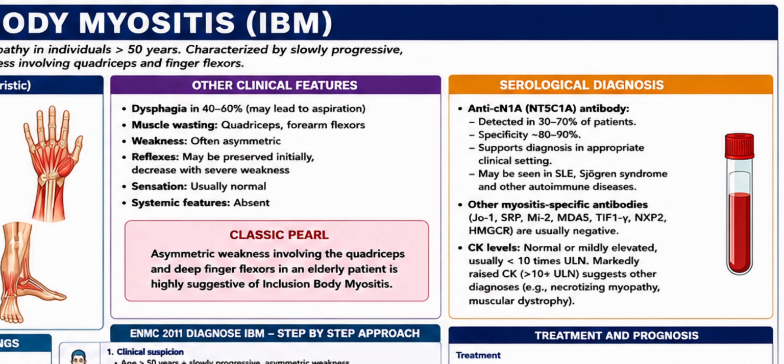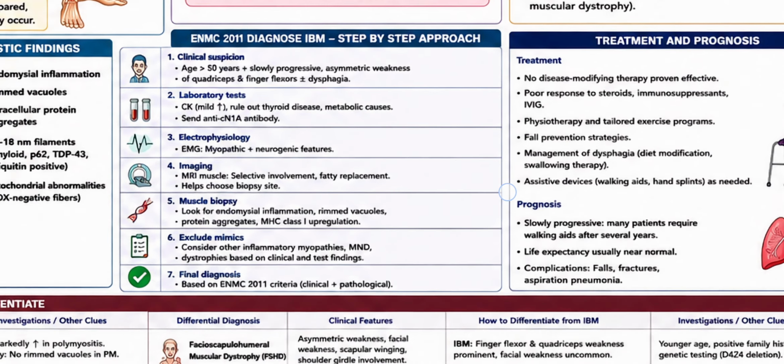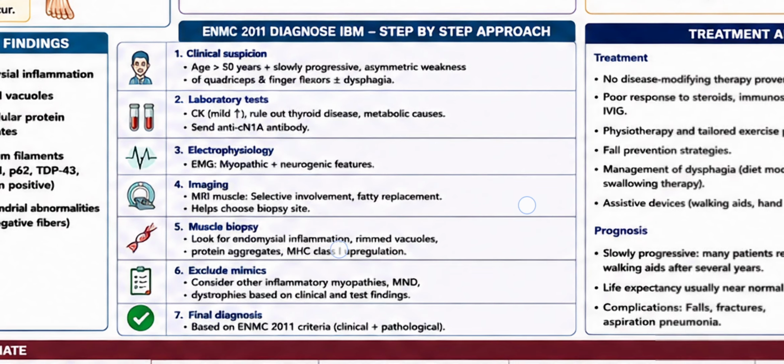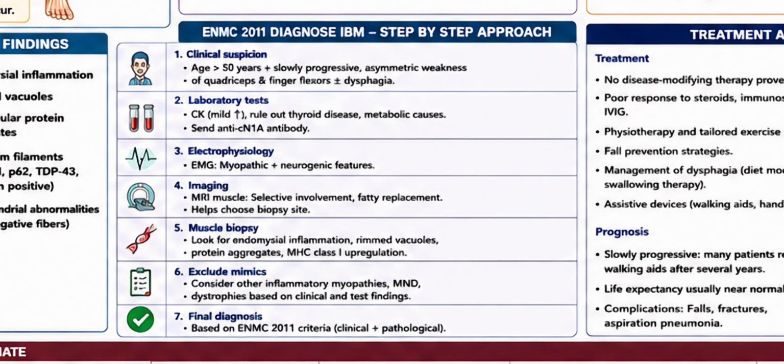How to diagnose inclusion body myositis. The diagnosis of IBM is based on a combination of clinical features, laboratory findings, electrophysiological studies, imaging, and muscle biopsy. The first step is recognition of the characteristic clinical phenotype. IBM should be suspected in a patient older than 45 to 50 years who presents with slowly progressive weakness over several years, particularly when weakness is asymmetric and selectively involves the quadriceps muscles and deep finger flexors.